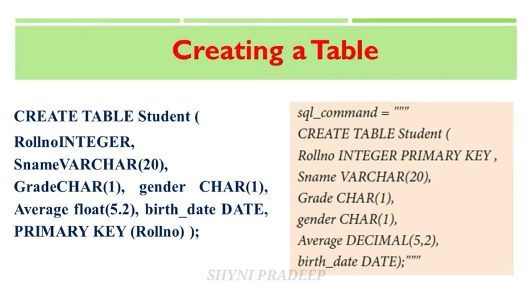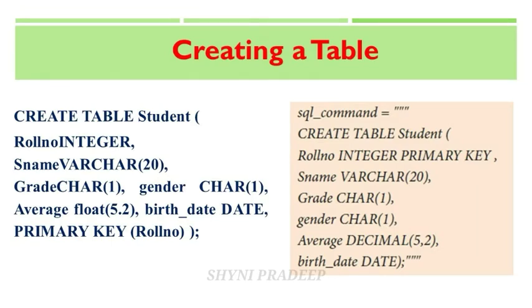Next write roll number. Roll number should be integer. 1, 2, 3 are integer values, so integer type. Next, name. Name should be a character value. You have to write up to 20 characters. And next, grade. Grade is a character value. It should be only one letter, which means A, B, C. That is the grade. Gender is also a character value. Gender means female or male, F or M. This should also be only one character.